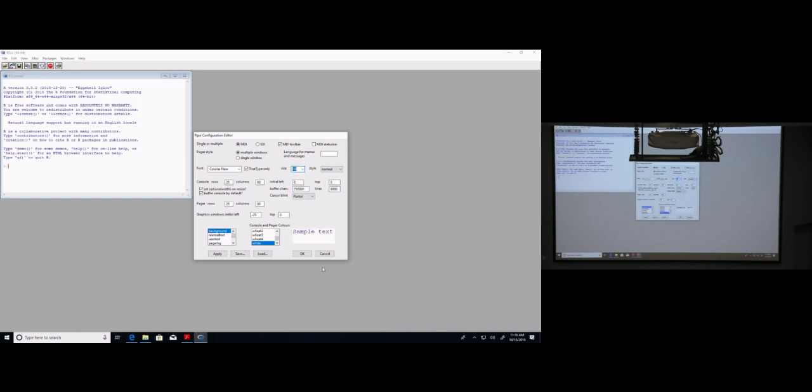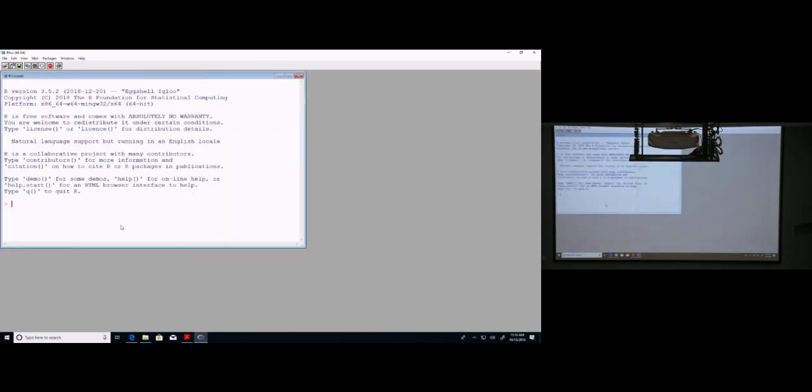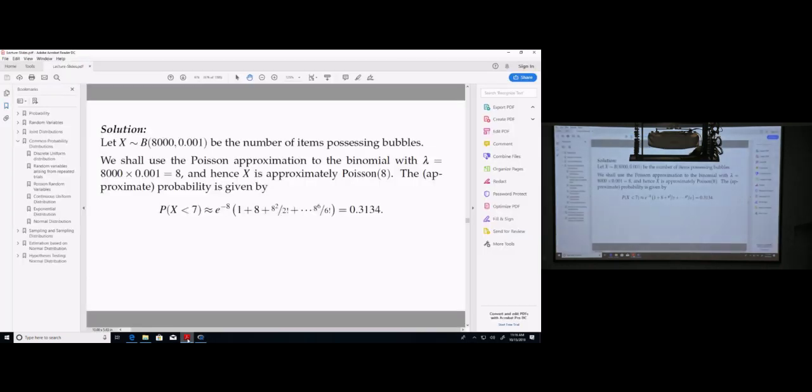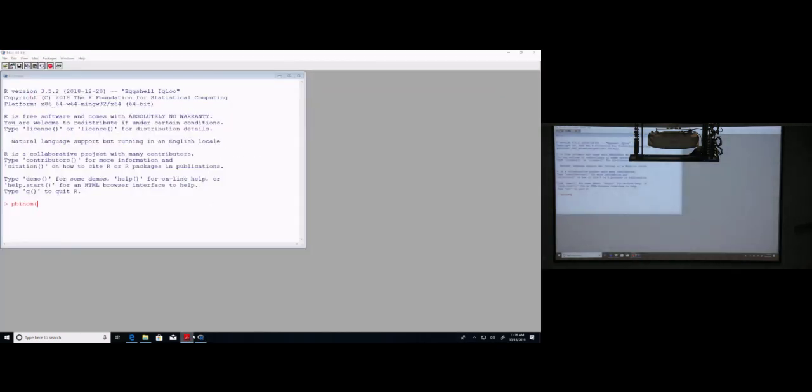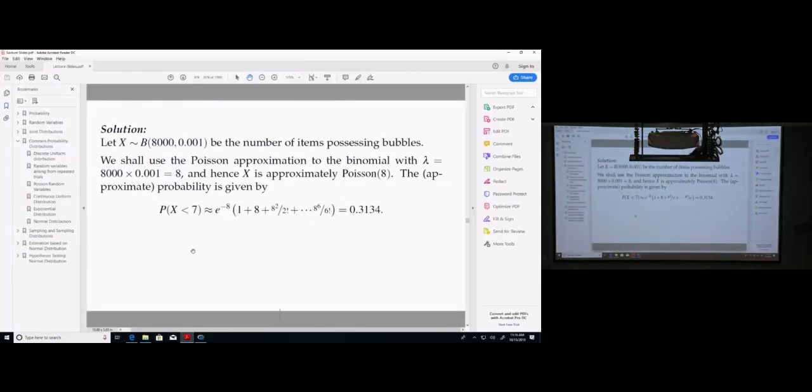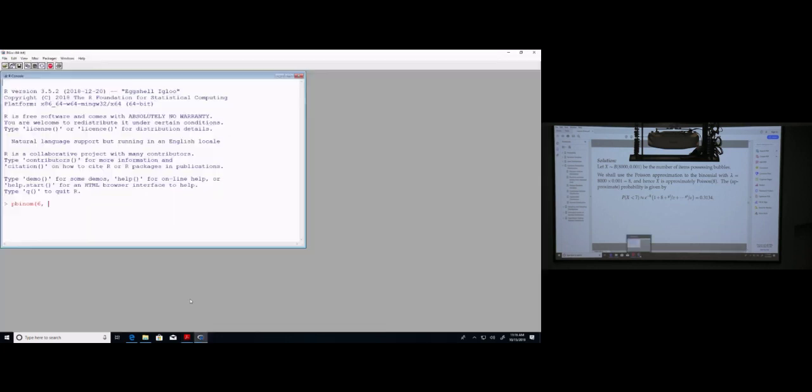It's annoying because I can't set it. So you want a binomial, right? So the stem is binom, and you want it to be 6. And then your n is 8,000 and p is 0.001, 1 in 1,000.